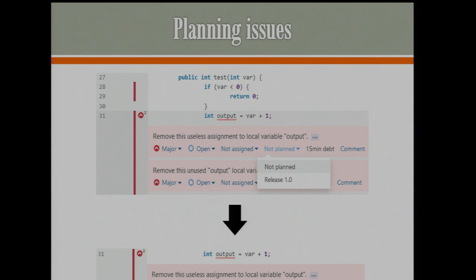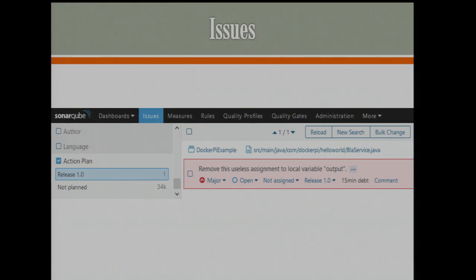You can just click on an issue and say, oh, I want to plan it. I think you can even bulk change it. And then you can see, okay, it's planned in release 1.0. So it's sort of a planning mechanism. And you can even query for it. So you can query all your issues to see which issues it has.